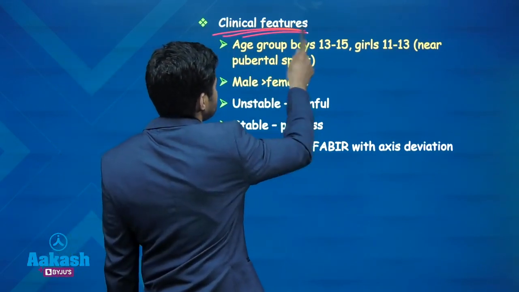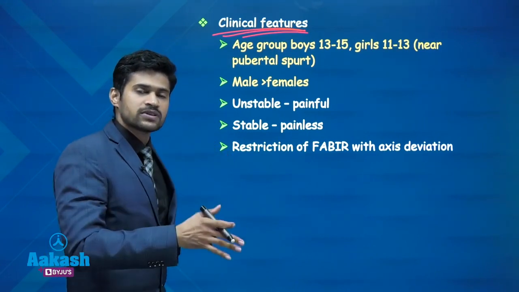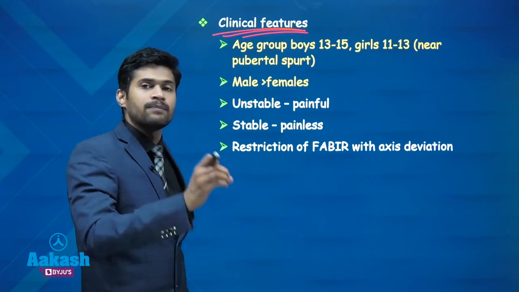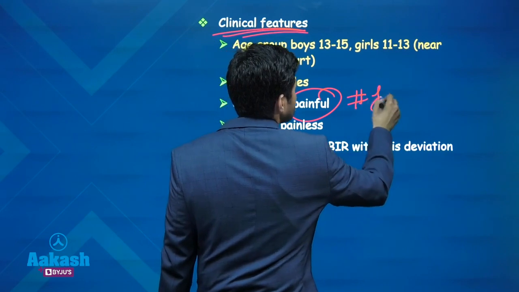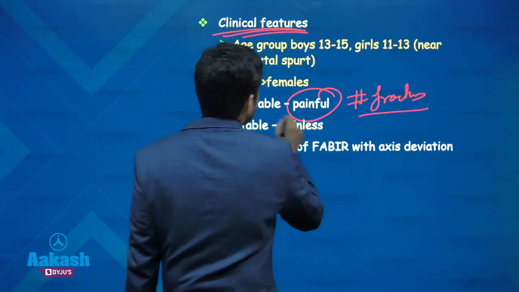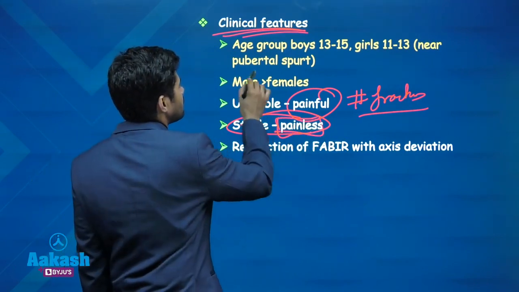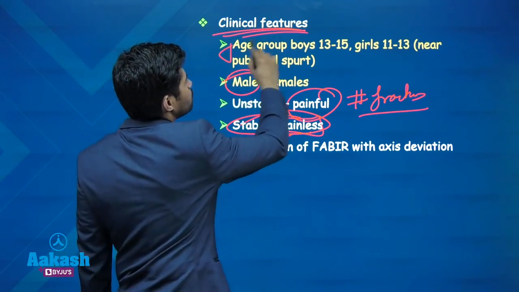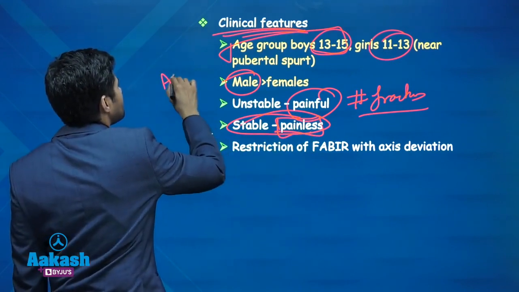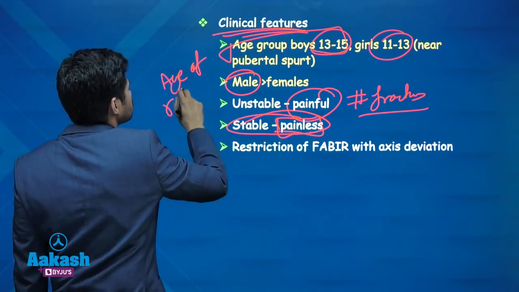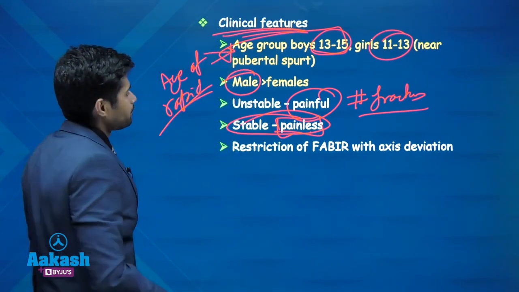Clinical features. SCFE can present as an unstable type or a stable type. Unstable is an acute presentation that presents like a fracture. So there will be pain, tenderness, excessive pain. So it presents like a fracture. And a stable type is a chronic variant which is slowly happening, so it will be painless type. Remember, it is more in males, and the age group for boys is 13 to 15 years, for girls 11 to 13 years. Why? Because it is the age of rapid growth, second growth spurt. So this is the age.